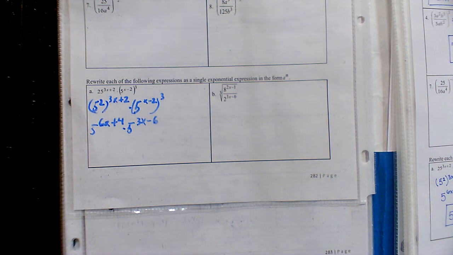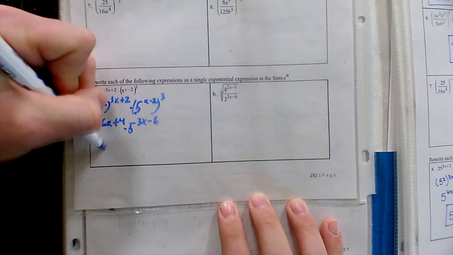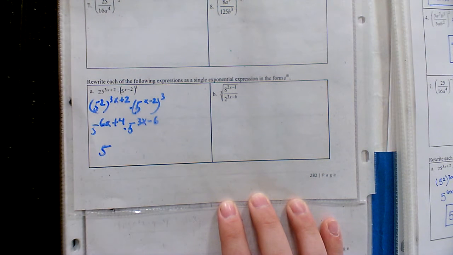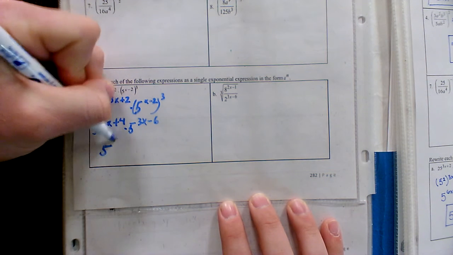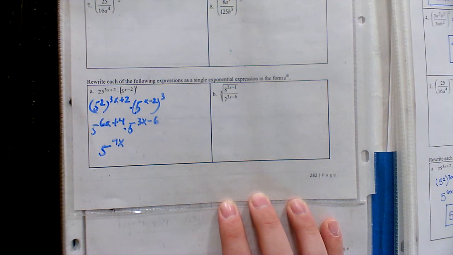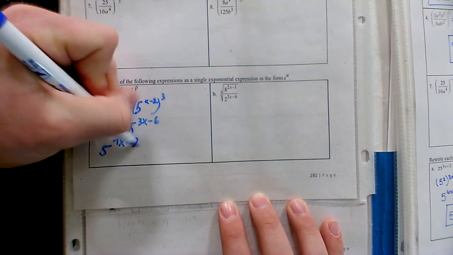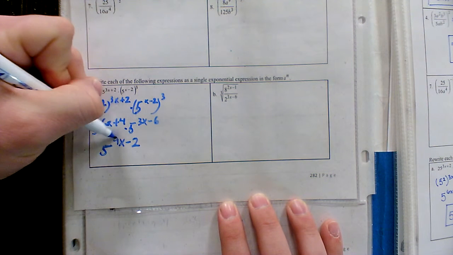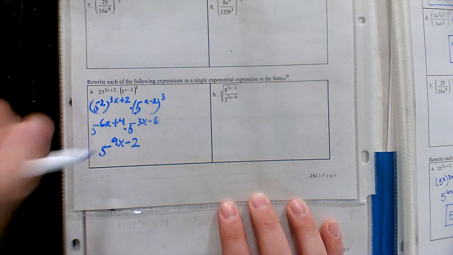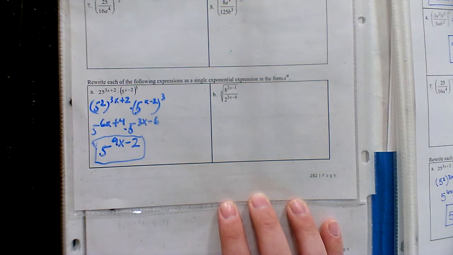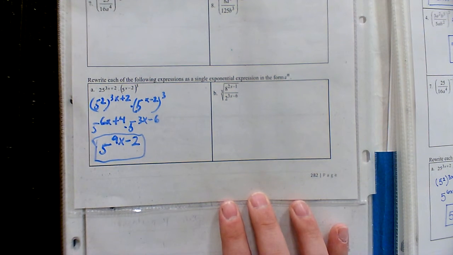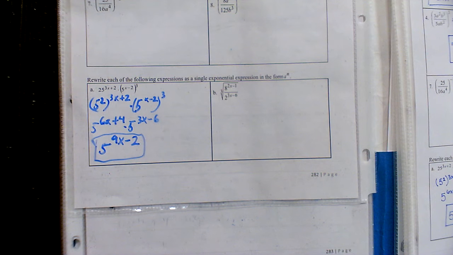And how do I get my final answer now that I have same bases? Don't add the bases, add the exponents. Yep. The bases stay the same, so you're left with 5, and add the exponents. So 6x plus 3x, you get 9x. 4 plus negative 6, you get negative 2. So 5 to the 9x minus 2 is your final answer. Any questions on the first one?